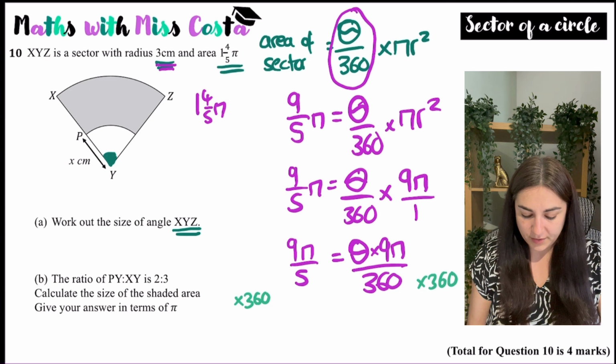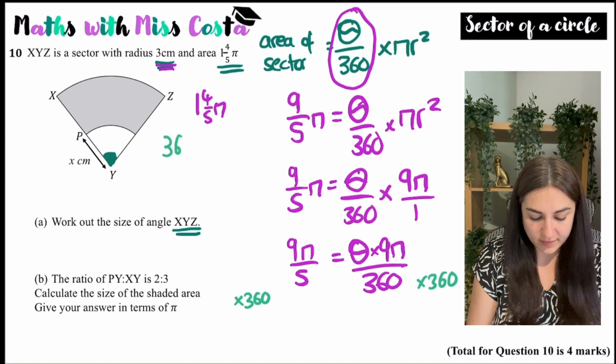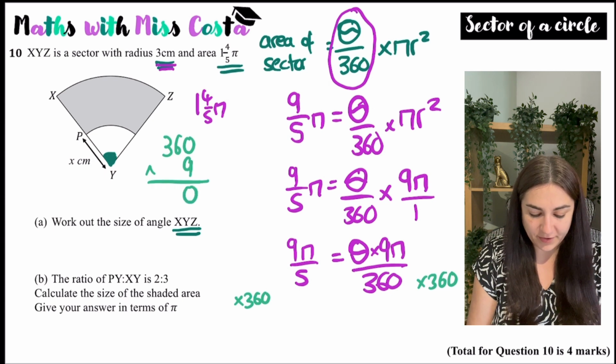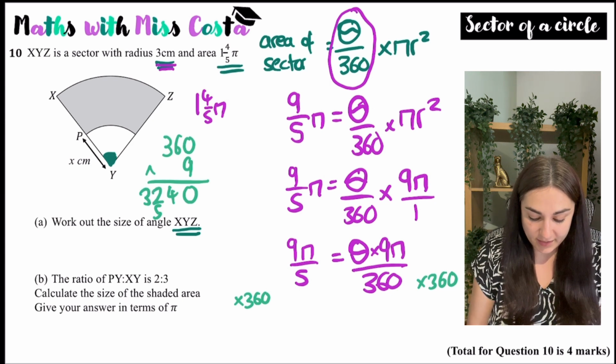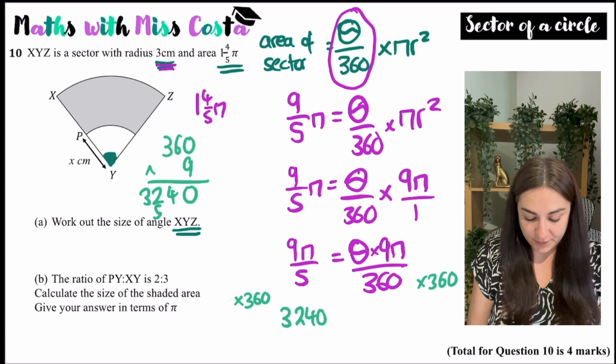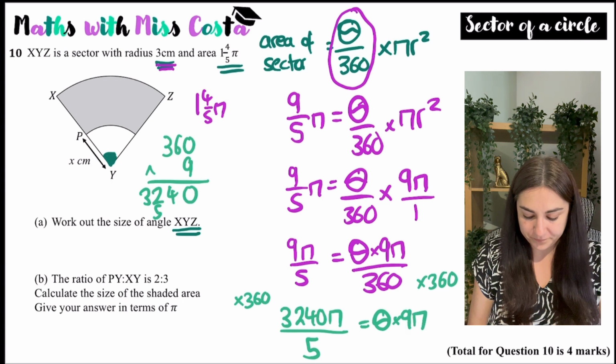So 360 times by 9. 9 times 0 is 0. 9 times 6 is 54. And 9 times 3 is 27. Add the 5 is 32. So that would give me 3,240 pi over 5 equals theta times by 9 pi.